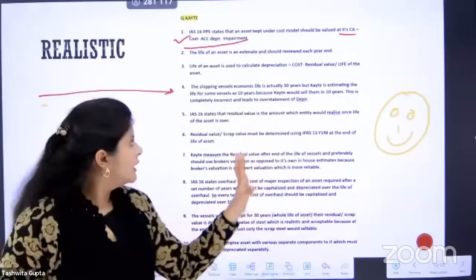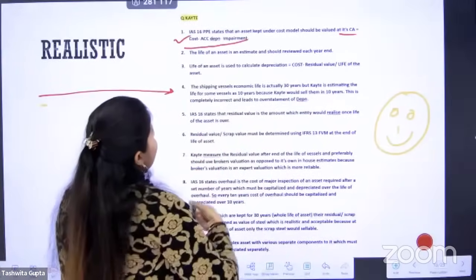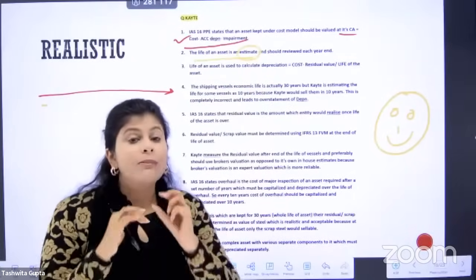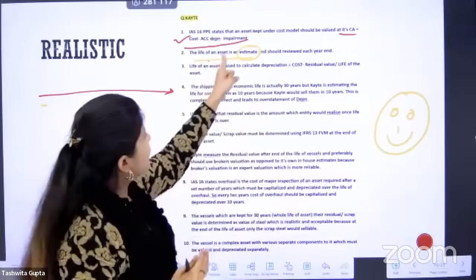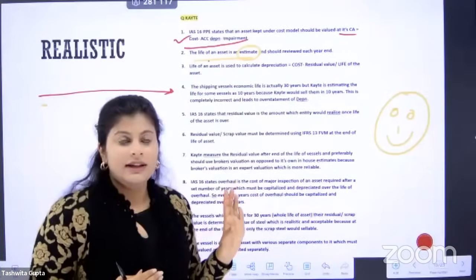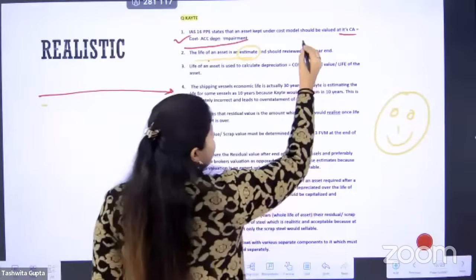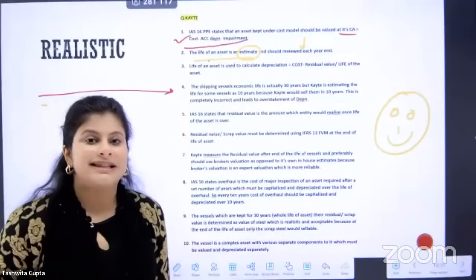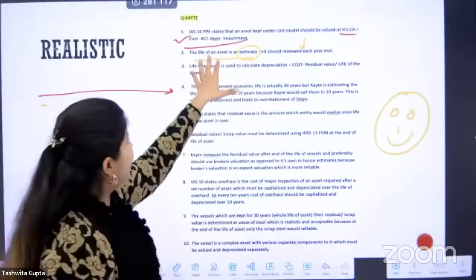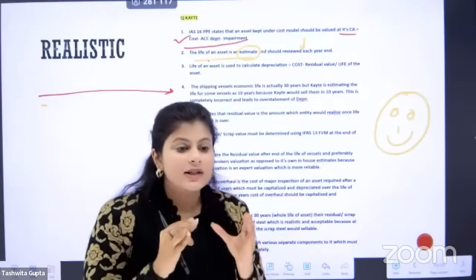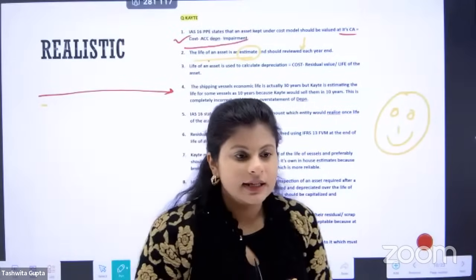So just written that. Then I've said the life of an asset is an estimate. See, it's a quality answer. I'm not babbling. In one sentence, first I've mentioned that life of an asset is an estimate, and then I've said it should be reviewed each year end. I don't know why, but I'm proud of myself. So this particular line in itself is a very qualitative and crisp thing, right?